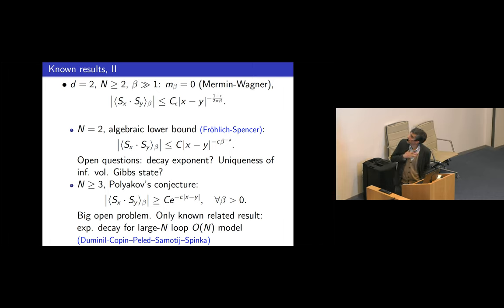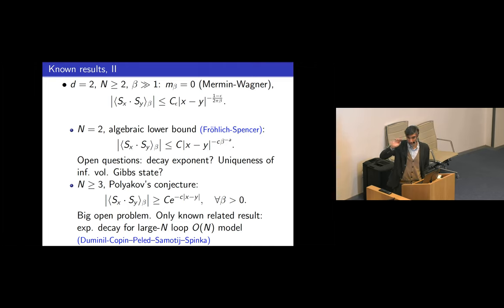A big open problem: prove that, as predicted by Polyakov, here I'm reversing all, this should be an upper bound, smaller or equal, I'm sorry. The conjecture is that if the number of components is three or larger, then the two-point spin-spin correlation should decay with an upper bound that is exponential for all beta positive. This is a really big open problem. It should be simpler to prove for n sufficiently large, but there are no results unless you let n scale with beta in a special way.